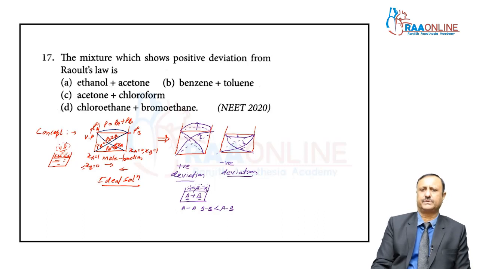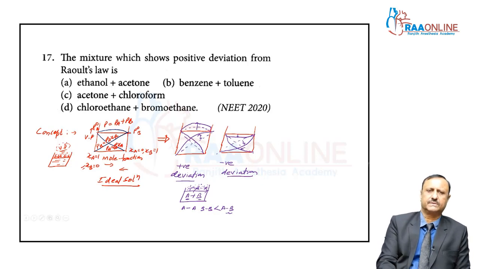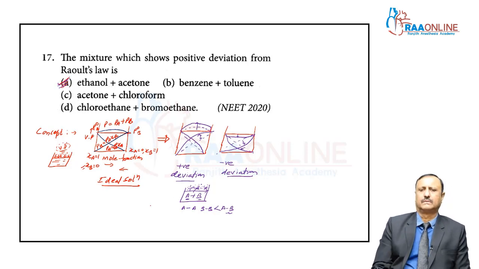It is called positive deviation from Raoult's law. Now here, which compounds give this positive deviation, my dear friends? Those compounds give positive deviation in which intermolecular forces are less when mixing with each other. Now in question number 17, we can see here the answer is A. Here you can see ethanol and ethanol, C2H5OH and C2H5OH. This is A and A.